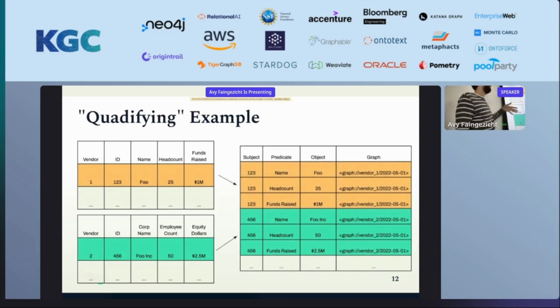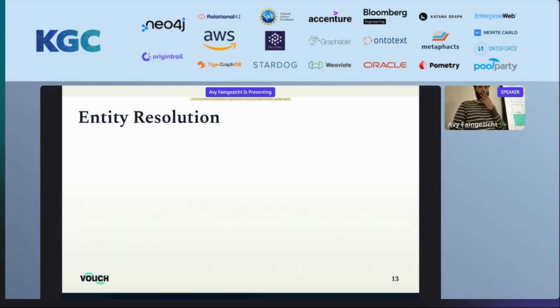On the left would be some different Snowflake tables, and each data model in Snowflake has different ways of representing these types of data. And we have the quantify process that will create these facts into different named graphs. So you can see here for ID 123, that's the subject. The different columns represent the different predicates. The objects are the values. And then the named graph is the metadata of when we learned it, when that date updated, and which vendor that data came from.